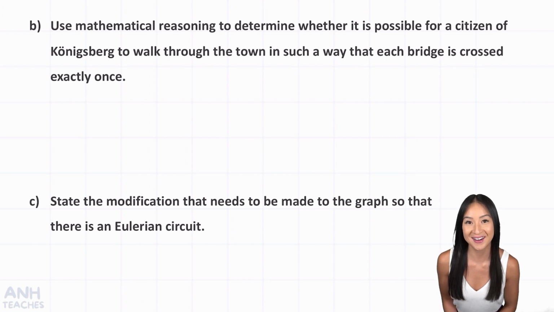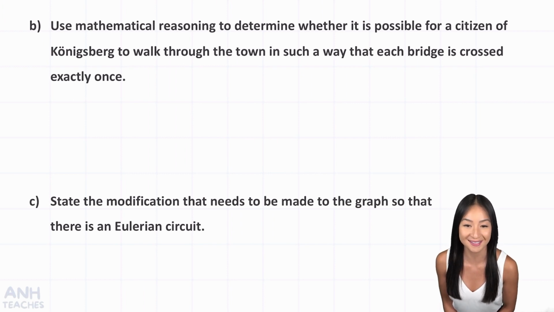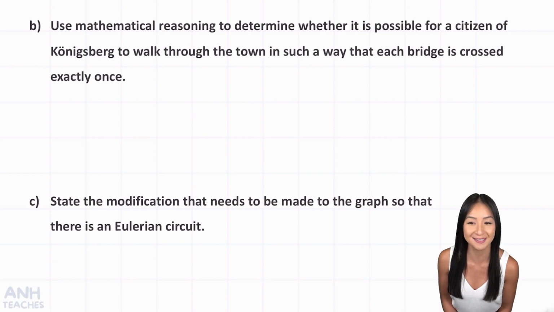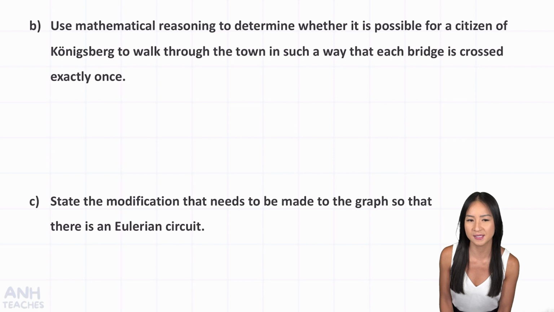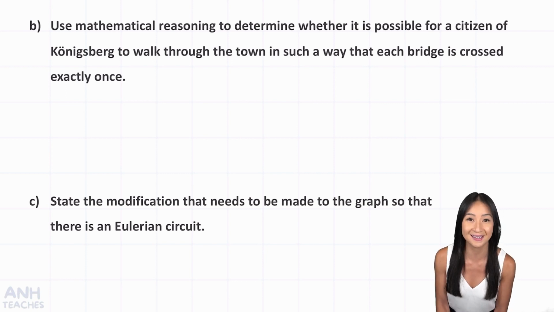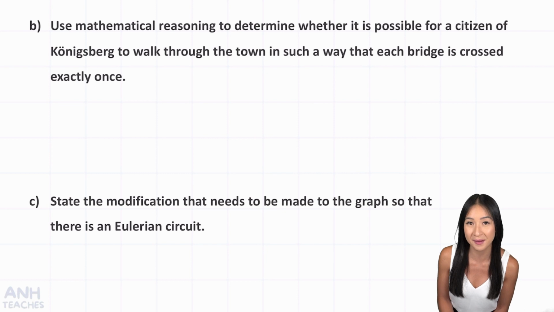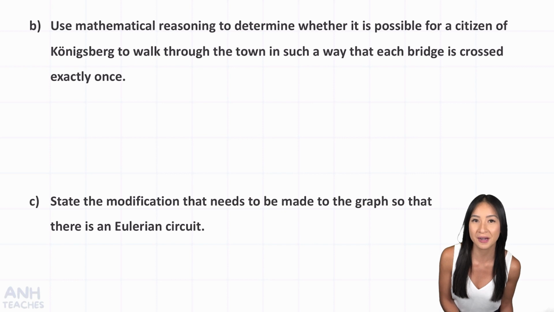Okay, so part B now asks us to use mathematical reasoning to determine whether it is possible for a citizen of Königsberg to walk through the town in such a way that each bridge is crossed exactly once. In this case, we're either looking for a semi-Eulerian graph or an Eulerian graph. It doesn't specify that the townsperson needs to begin and end on the same landmass, so you don't really need an Eulerian graph. The very minimum that we're looking for is semi-Eulerian.